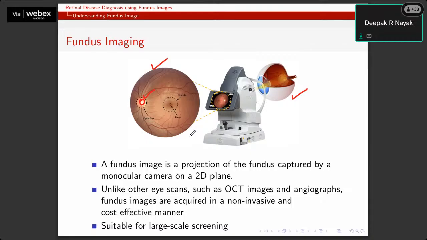So as I mentioned, there are also different imaging modalities we have for the detection of the retinal disease. But fundus images are very, very popular because of their non-invasive nature, right? So fundus images are non-invasive. And at the same time, it is cost effective as well, right? So that is why fundus images are very, very popular compared to the other medical imaging modalities like OCT and angiographies, right?